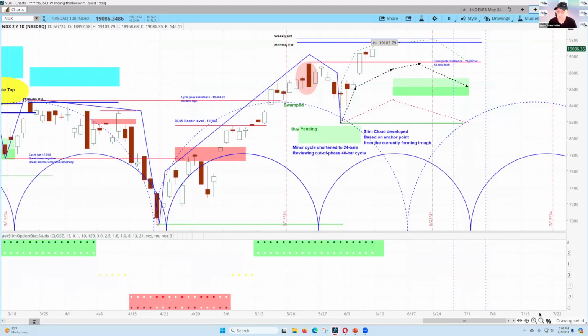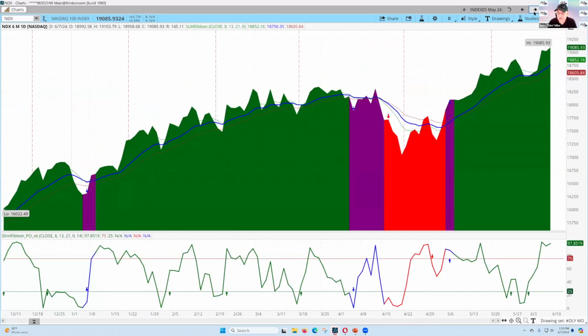Here you could see it's moving up the top channel of the slim cloud right over there, which is what happens when it looks pretty good. This came a little bit later than we expected. Here you could see the option bias indicator also positive right here. So that gives you a good indication that you should still be biasing your option positions in the indexes on the long side.